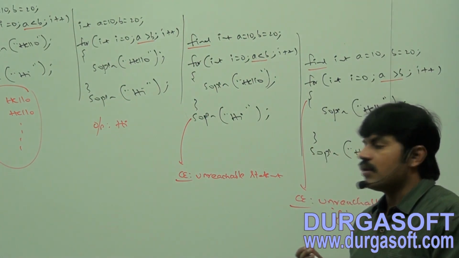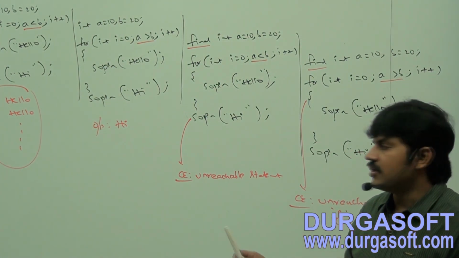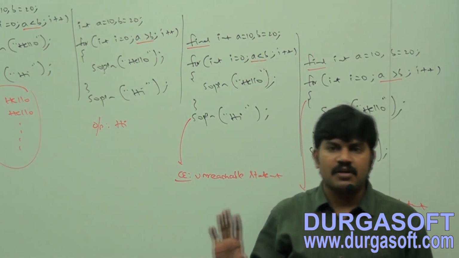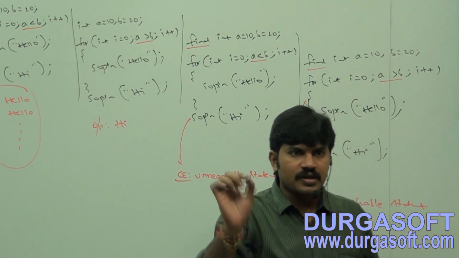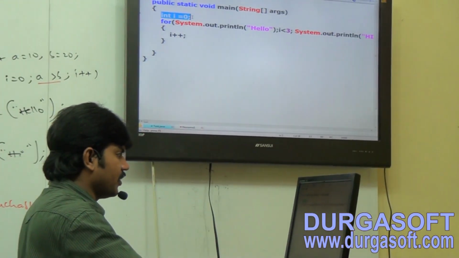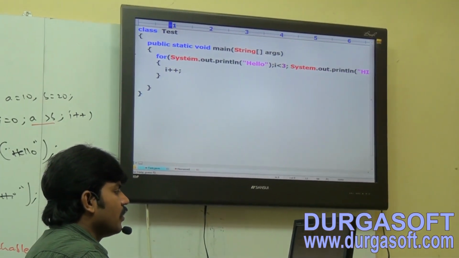Out of all, how many cases are valid? Only 2 cases. In all remaining cases, we are going to get a compile time error. Is it clear for all of you? Right? Just let me show. It's a matter of 2 minutes here, see.